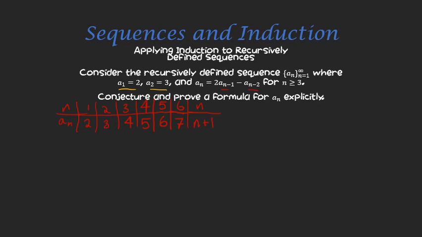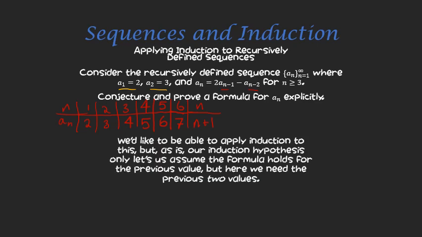But the issue here is that we'd like to be able to apply induction, but we need the previous two values, right? We need to be able to assume the formula holds for a_{n-1} and a_{n-2}. But with our usual induction, that's not the statement of induction. We can't do that. We only assume it's true for the previous one. So what do we do in these situations? Well, you should ask yourself, why can't we use the fact that the formula holds? Why can't that be our induction hypothesis, that the formula holds for all values up to the one we're considering, right? All values up to k for some k, and then we'll use that to prove k plus 1.